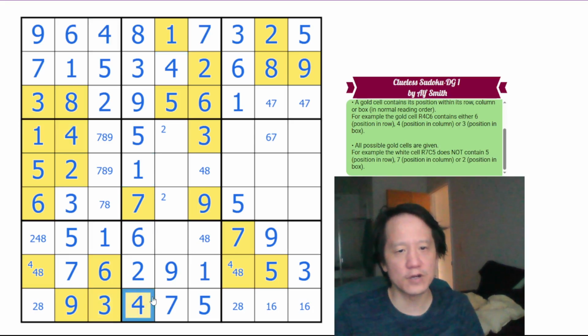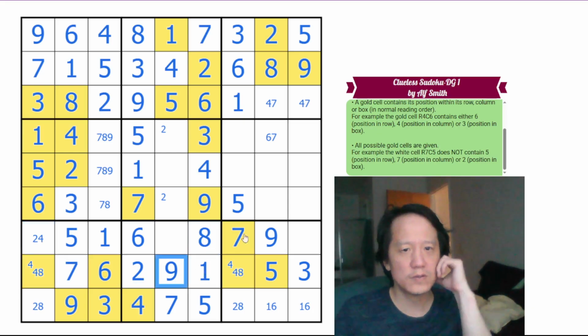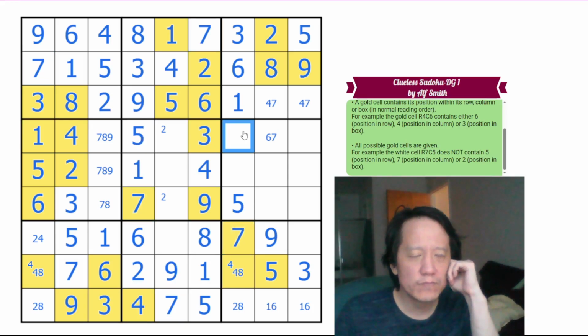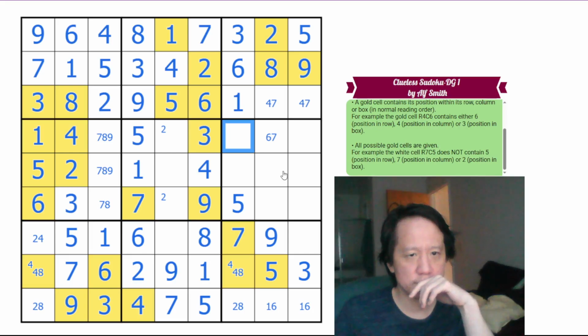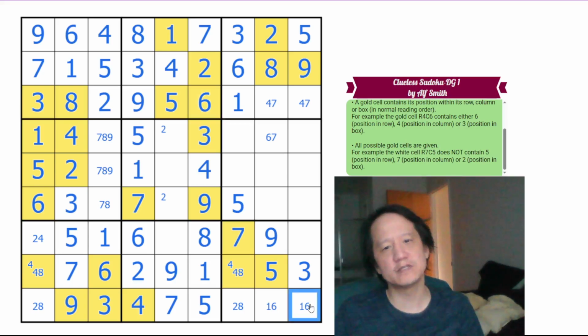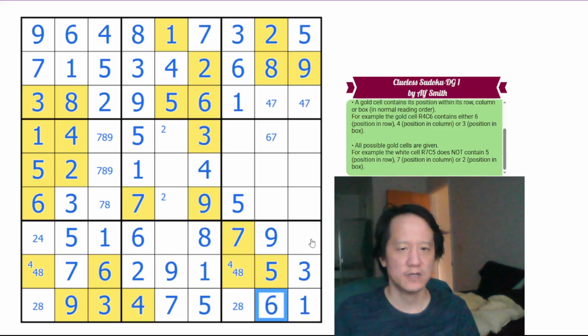That 4 here eliminates 4 here, so this is 8, this is 4. This 8 eliminates 8 here, so this is 2 or 4. This 6 eliminates 6 in the position 9, so this can't be 6. This is 1, this is 6. This must be 2 or 4. That leaves this digit as a 3.